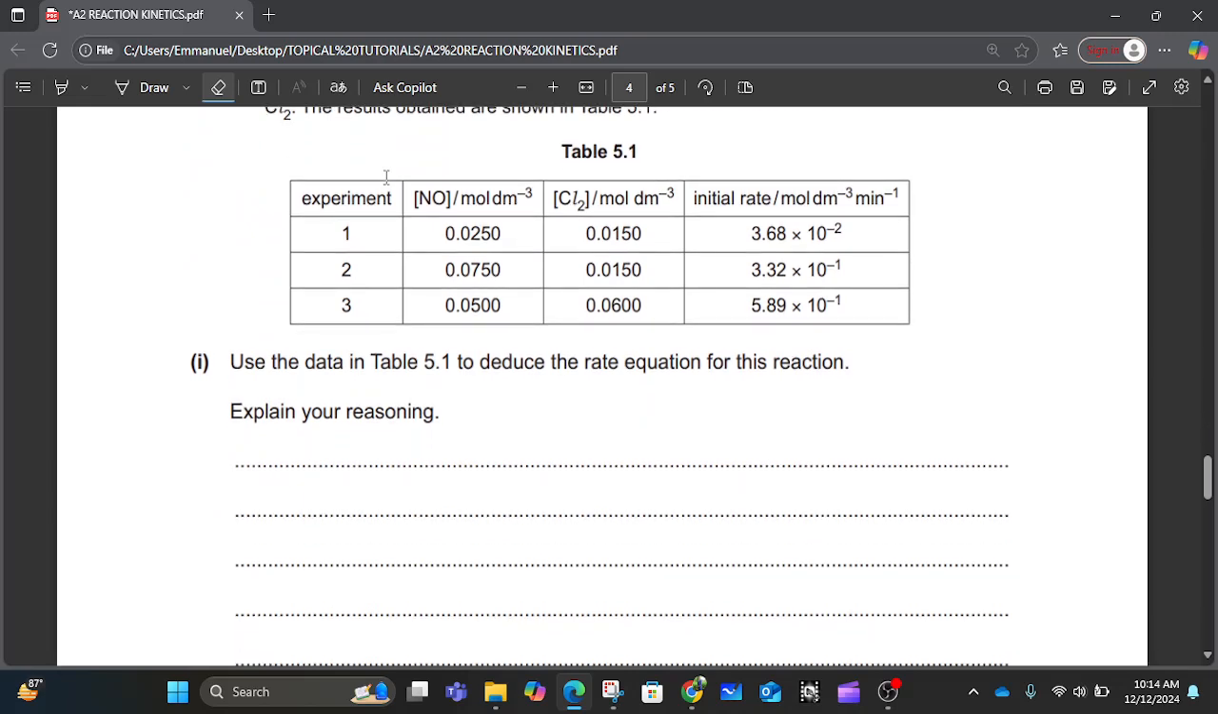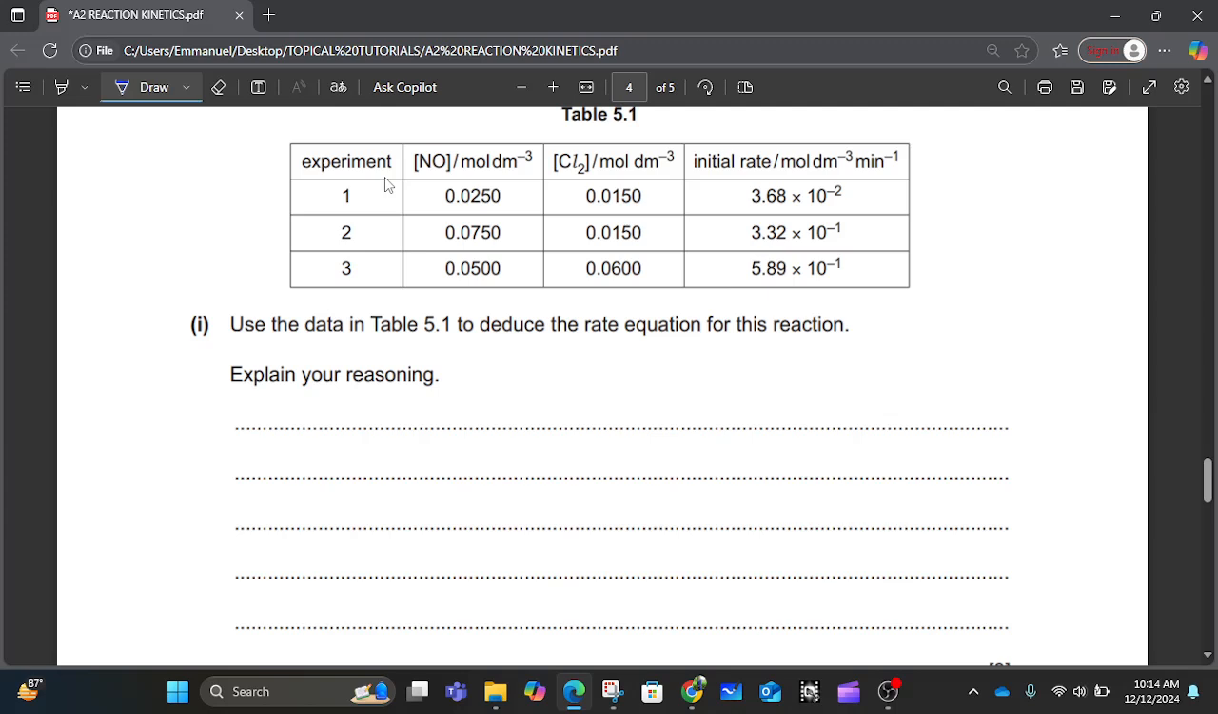I. Use the data in table 5.1 to deduce the rate equation for this reaction. Explain your reasoning. There are two reactants in this reaction, NO and Cl2. So it means the general rate equation is equal to K, which is the rate constant, times the concentration of NO exponent X, which is the order with respect to NO, which we don't know yet, times the concentration of Cl2 exponent Y, which is the order with respect to Cl2, which we don't know yet.